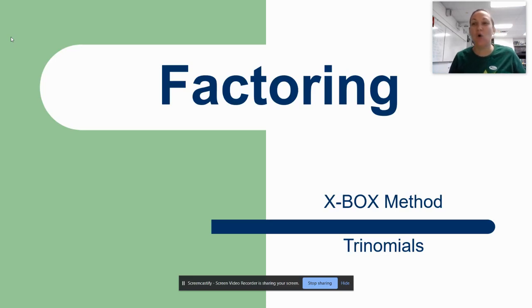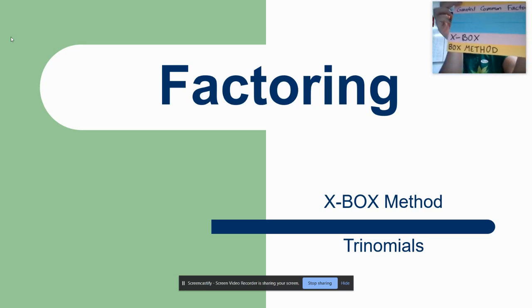Hi guys, we're starting our third type of factoring, which is called the X-box method. If you're using lined paper, go ahead and write X-box method at the top of it as the title. If you're not using lined paper though, if you're using our factoring book, we're going to do the X-box method right down here at the bottom, right above box method. So yesterday we learned box method. So today we're doing X-box.